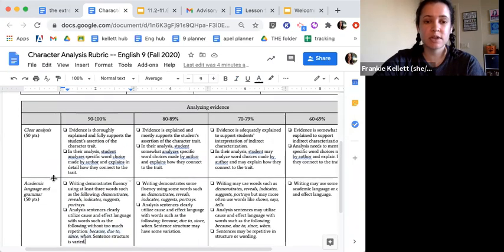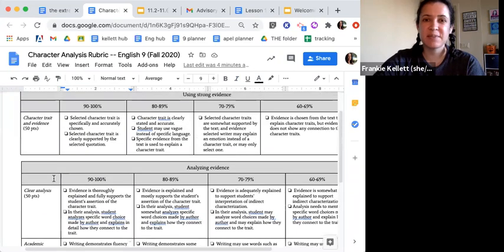So make sure that you take a look at this rubric in detail. I recommend that once you've written your paragraph, you go back, look at the rubric, and give your own paragraph a grade to see how you can improve.